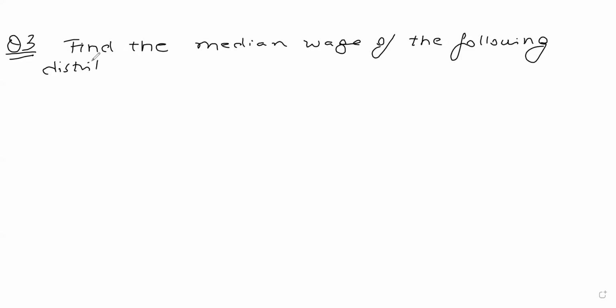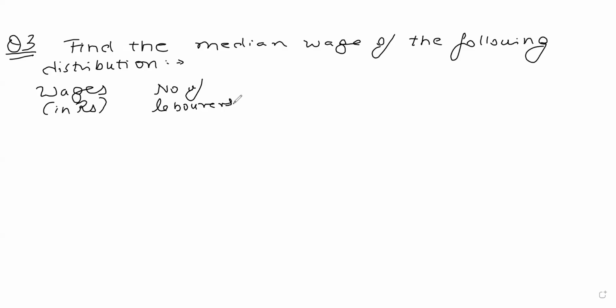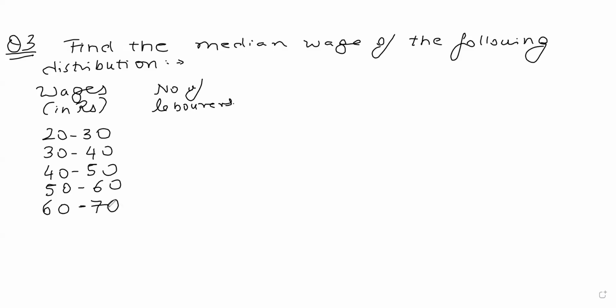Find the median wage of the following distribution. So we are given wages. Wages are in rupees. And we are given the number of laborers. We are given 20 to 30, 30 to 40, 40 to 50, 50 to 60, 60 to 70. And the number of laborers we are given are 3, 5, 20, 10, and 5.